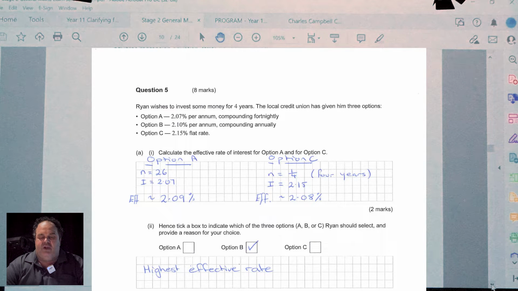For option C, we haven't seen a flat rate one for a few years. Yes, you can do it, and I think I've got the long calculation method further down, but we can do that as an effective rate as well. It's 1/4. The reason it's over 4 is because it's a 4 years flat rate investment. If it was 10 years, it would be 1/10. The interest rate is whatever interest rate we've been given, so 2.15, and we end up with an effective rate of 2.08.